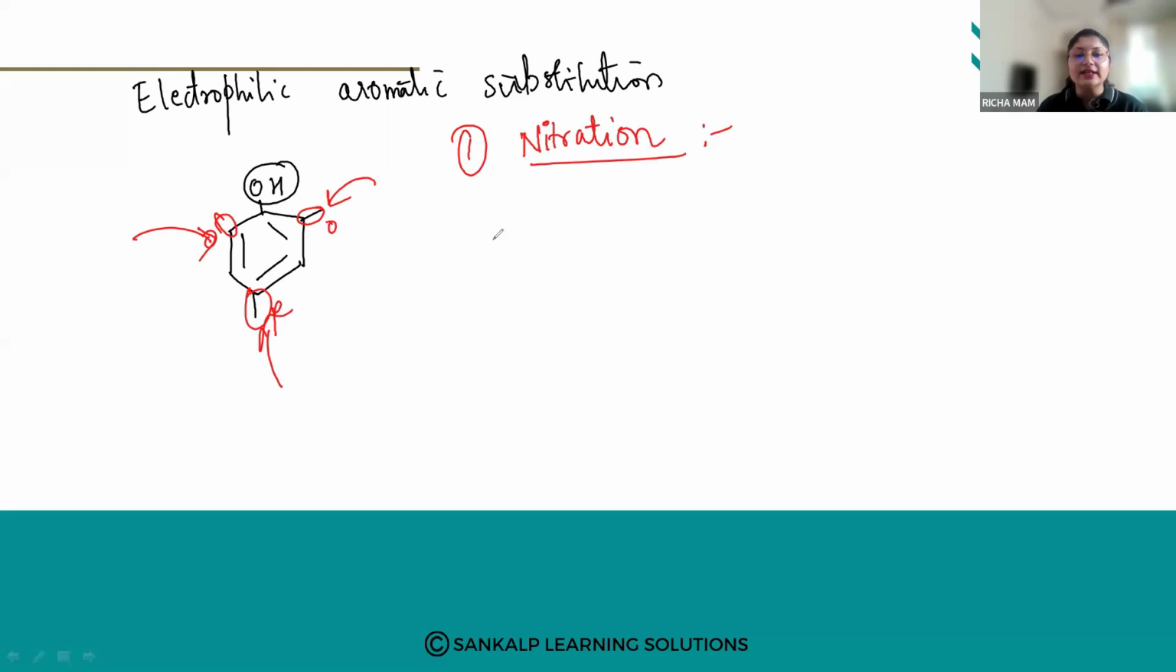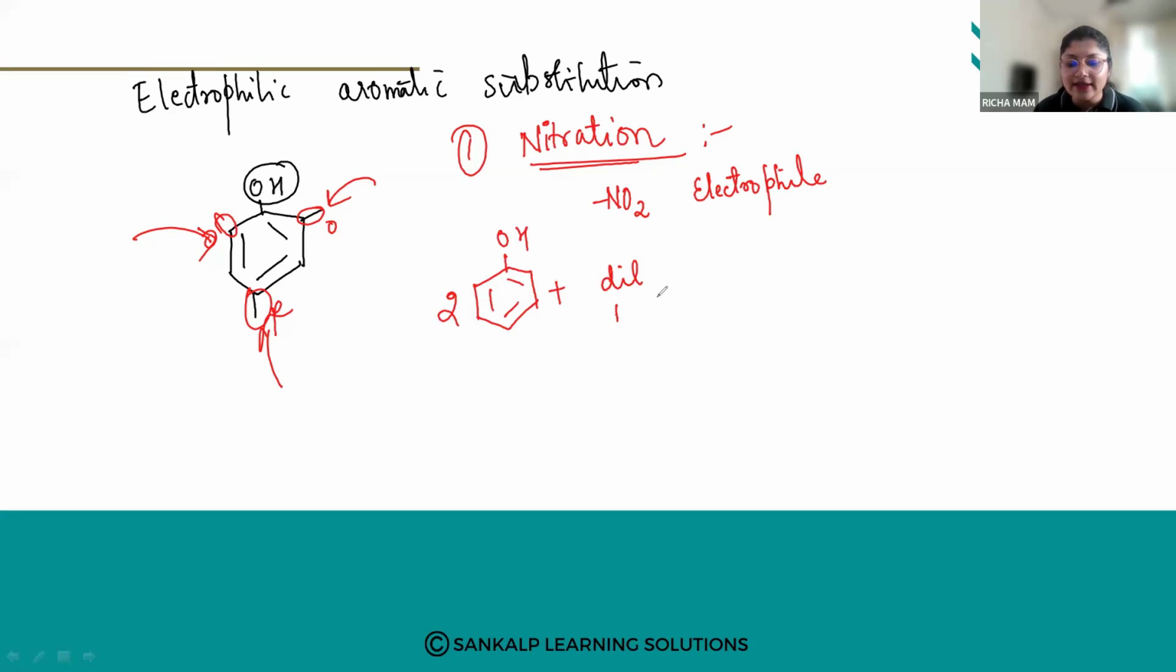Now what is nitration? Which is the electrophile? Yes, the electrophile is the NO2 group. So this is the electrophile. What is our starting reactant? We are going to take phenol, and we are going to react it with nitric acid. The temperature condition is 293 Kelvin.